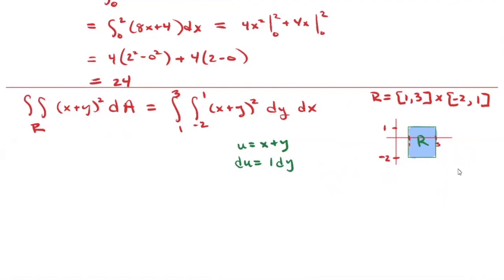So first of all, there's a lower limit. If u is x + y and y is -2, then u is going to be x - 2. If y goes up to its upper limit and is 1, then u is x + y, so that's x + 1. Okay, so the limits on u are not constants anymore.